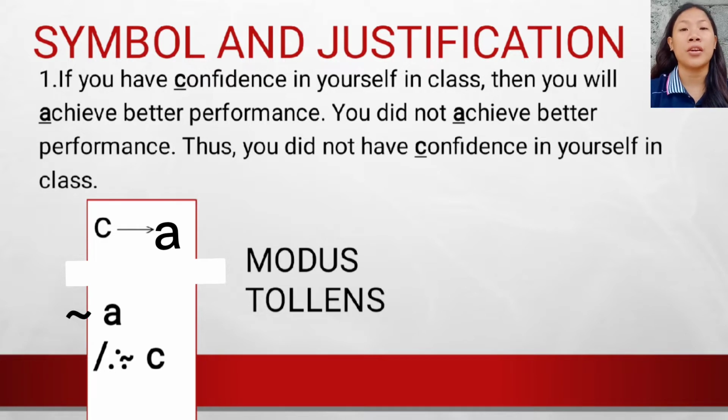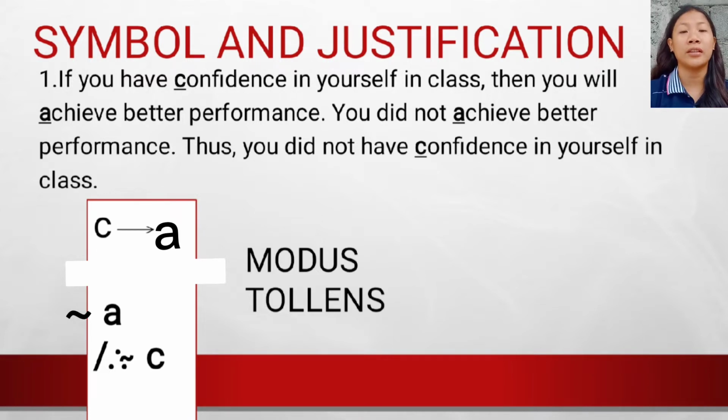So, as you notice here, the underlined letters are C and A. What we are going to do now is to analyze the given argument properly, and we will notice that we have two statements here before the conclusion. So, yung nauna nating statement is, if you have confidence in yourself in class, then you will achieve better performance. And yung sumunod is, you did not achieve better performance. So, sa dalawang statement na to is makikita natin or mababasa natin sa argument na meron tayong dalawang premise. So, ano nga ba yung premise na tinatawag natin?